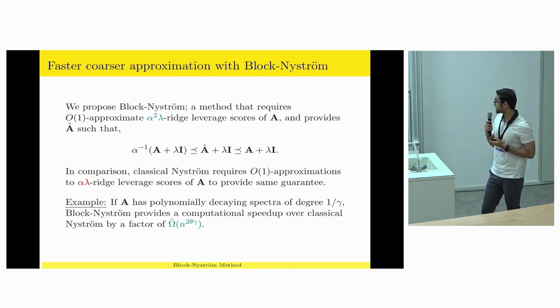Here's one concrete example. Suppose A has a polynomially decaying spectrum of certain degree gamma, where gamma is between 0 and 1, then we are getting computational gains of the order of n raised to the power theta of gamma. So in heavy tail spectrum settings, these gains can be quite remarkable.